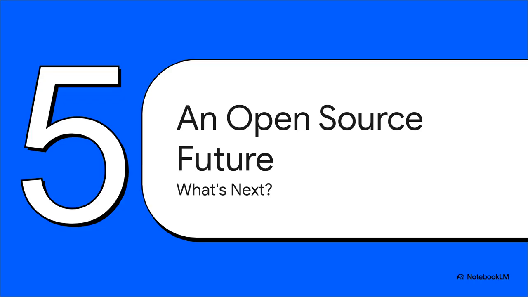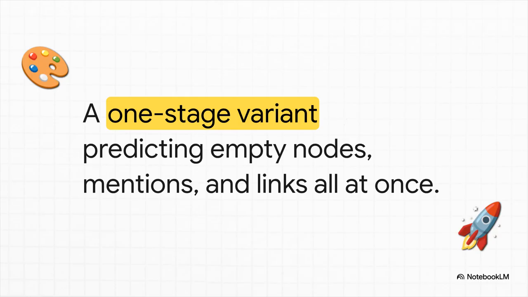What's next? Now, what I really love about this paper isn't just the victory lap. It's the real-world value they provided to the community. There's actually a surprising and completely fascinating fact buried in the paper. The researchers were working on this sort of unfinished masterpiece, a one-stage variant of CorPipe 26 that predicts empty nodes, mentions, and coreference links all at once in just a single pass.